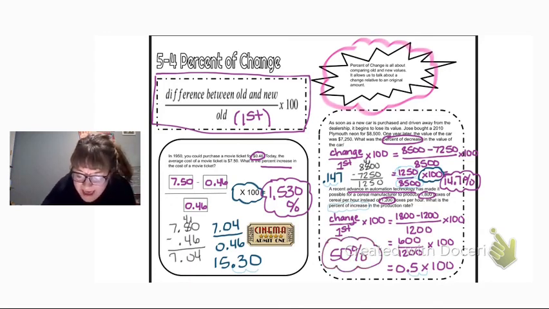In other words, if you take half of what it originally was, so half of 1,200, which would be 600, and then add that to the 1,200, you would get that new amount of 1,800. And that is it for Unit 5, Lesson 4, percent of change. Again, the key here is to remember that whether you're finding percent increase or percent decrease, doesn't matter. Either way, you're going to do the difference between the two, divided by what it was first, and then move that decimal 2 to the right, or multiply times 100. That's it for percent of change.